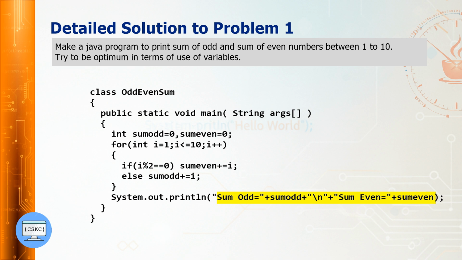Then it is printed. The trick here demonstrates that the same variable can be used for summation while looping. Many times, programmers take a separate sum variable which is not required.